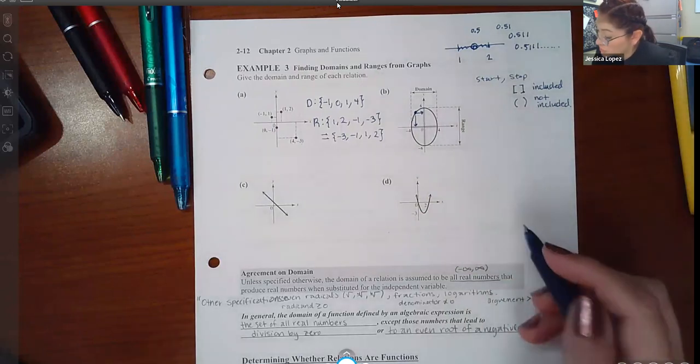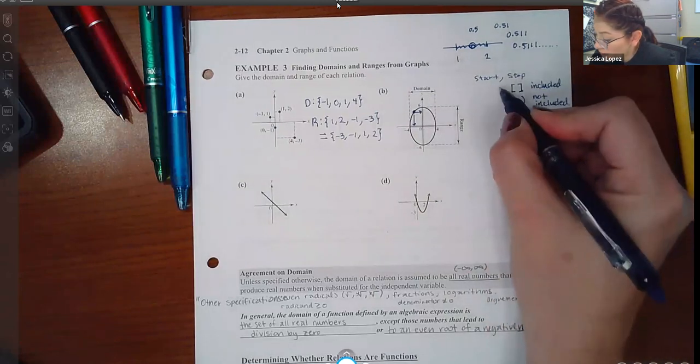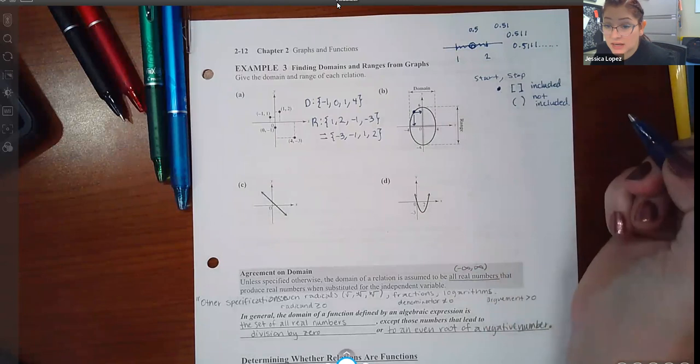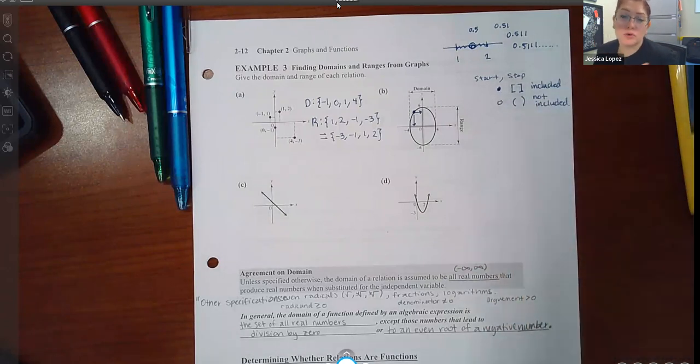Okay, so how do you know if it's included or not included? Whether it's a solid dot or a solid line, or whether it's an open dot. And there are no open lines, it's just an open dot. Okay. When we get to asymptotes later, those will be considered open lines. They look like dashed lines, but that's at the end of the semester or like 3/4 of the way in.